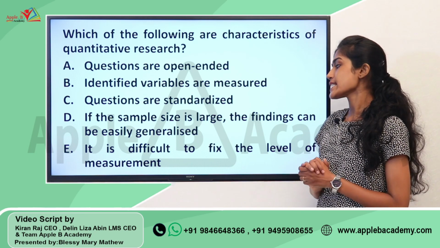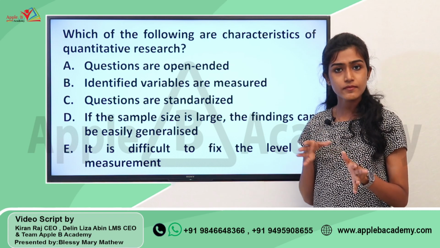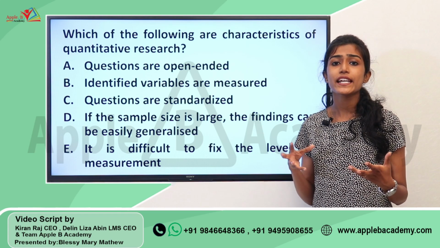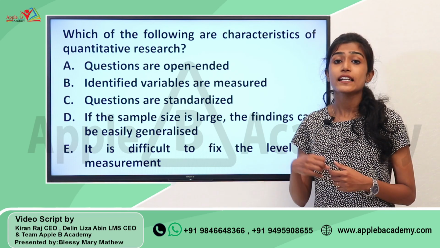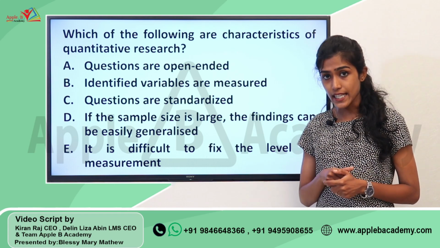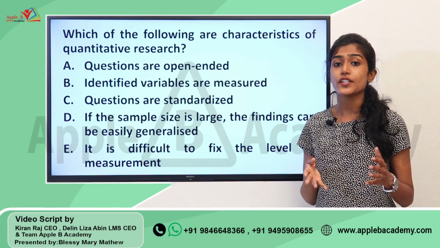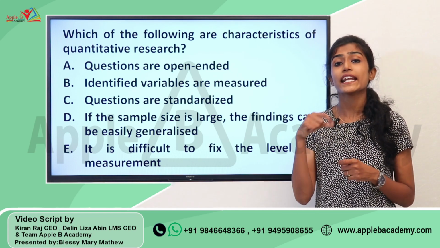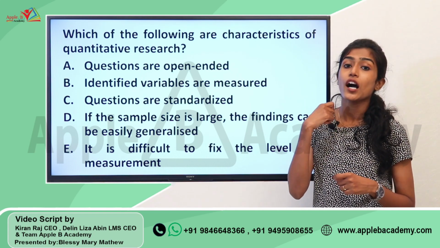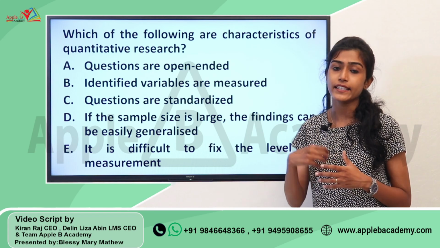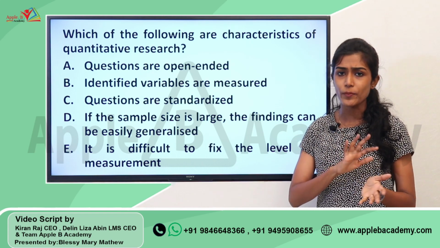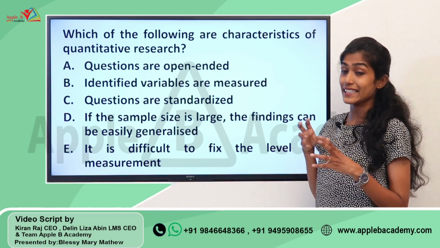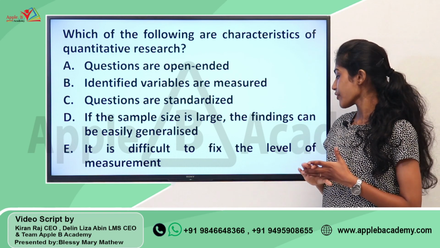And coming to option E, it is difficult to fix the level of measurement. So what do you mean by the level of measurement or scales of measurement? Basically, we can have various types of data that can be collected in order to make a study or a research, right? Based on the nature of the data, we will be using various scales of measurement in order to quantify or qualify that data that is being collected. So we have nominal, ordinal, different scales of measurement or levels of measurement. So it says it is difficult to fix the level of measurement.